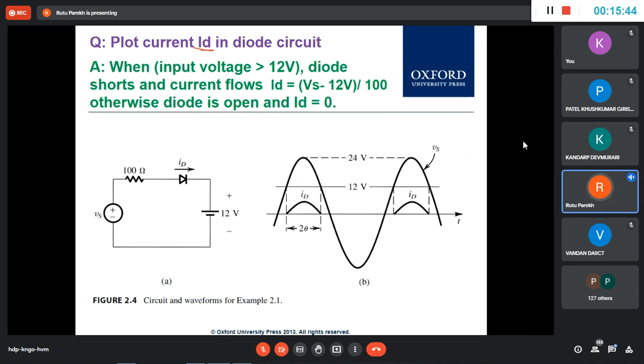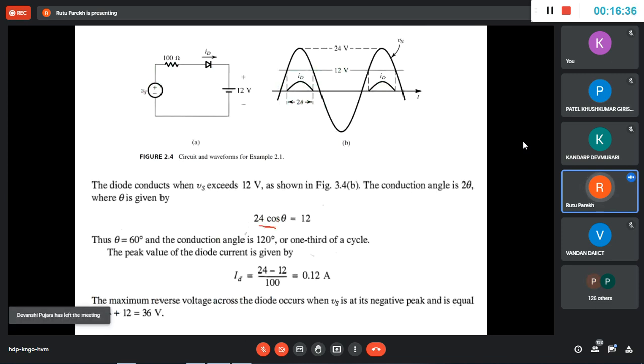Now you are asked to plot the current ID which is passing. In a loop the same current always passes, so whatever ID it is, it is all passing here, and that is what is asked. So you will divide this, with the ideal diode model, into the positive half and the negative half. The diode is only conducting for the positive half, but how much is ID? Then you have to find out the maximum voltage, all those things. Now let us see that. So ID is conducting for this positive half cycle only, but how much? You accept this, we will not go into the derivation.